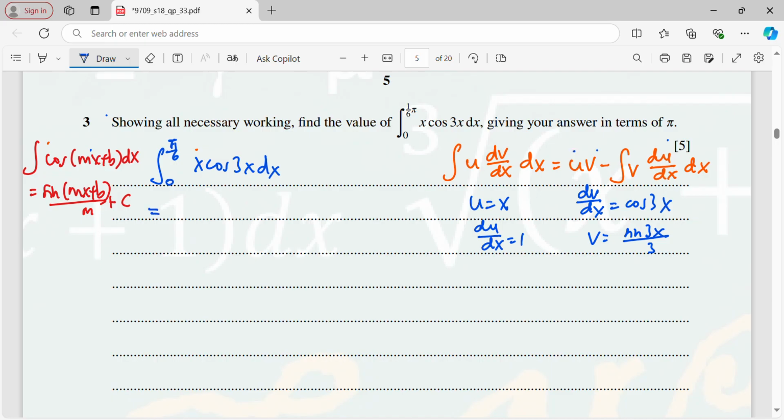So now, use the formula, that is uv. So x sine 3x over 3 minus integrate v du. So when you multiply, that is basically 1 over 3 sine 3x. So I will factorize the 1 over 3.